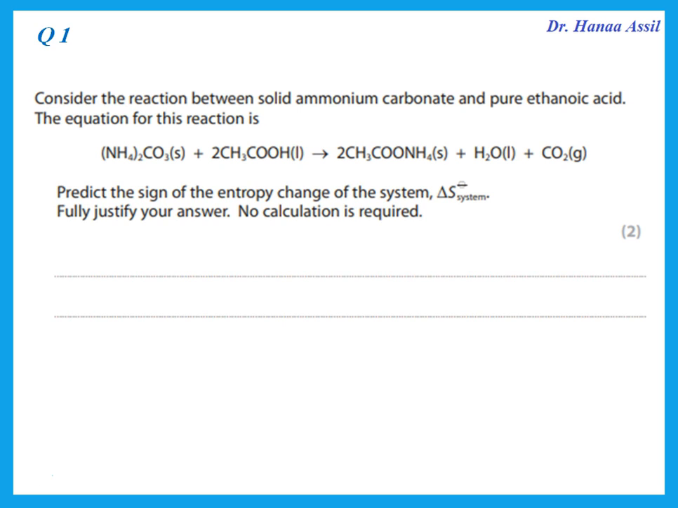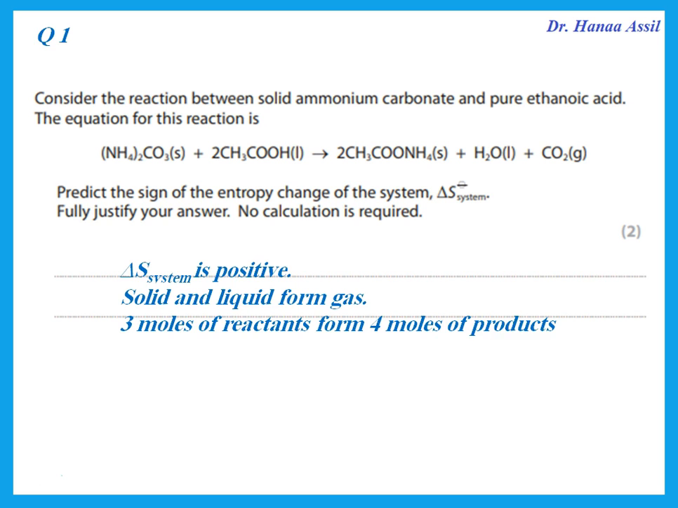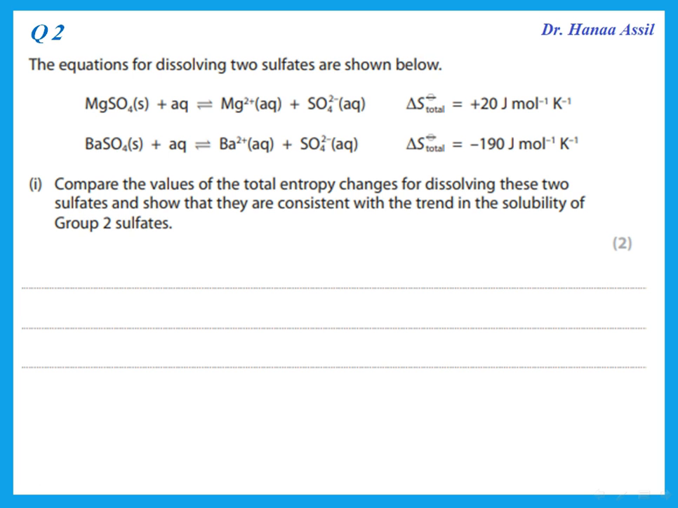If we have solid and liquid forming gases, that is an increase in entropy, so this means the delta S system is positive. And if we count the number of moles before and after the arrow, we see that a total of 3 moles of reactants gives a total of 4 moles of products. So in these cases, delta S system must be positive. Do we understand that? There's a previous video explaining the basics on entropy.